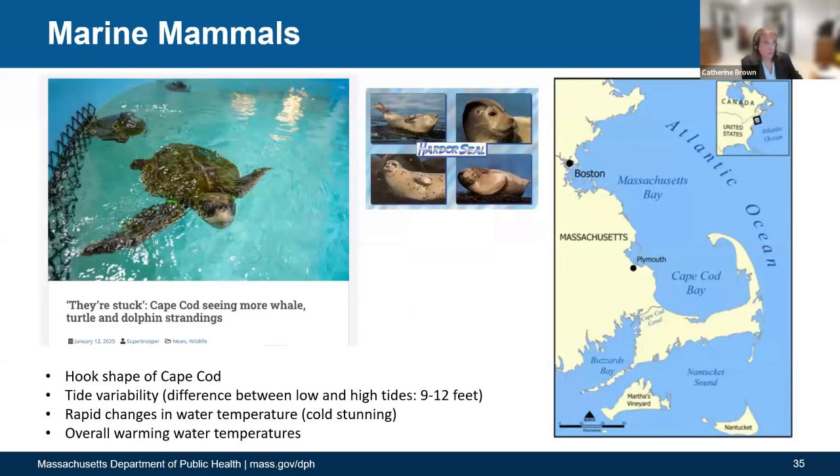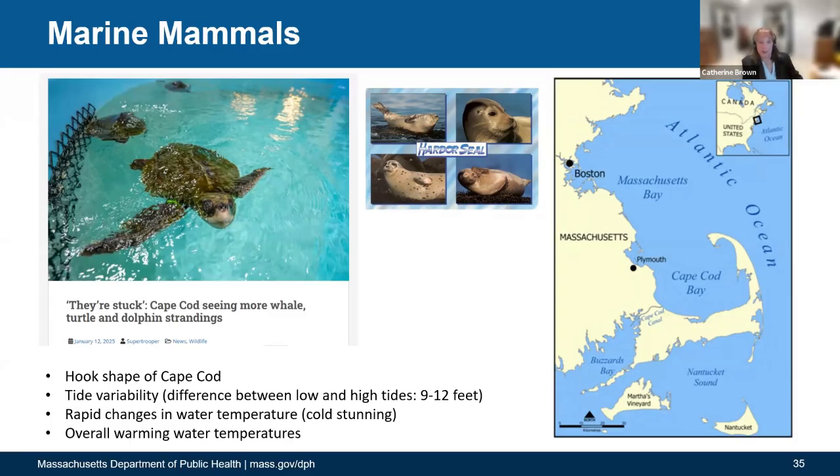Briefly, we'll do marine mammals. So this is something that happens in Massachusetts. So Cape Cod, as you all are probably aware, is a little bit of a hook shape, right? And so it's not uncommon for these marine mammals and turtles to strand on that north-facing side of Cape Cod. That tends to be where they strand because they get caught in the Cape Cod hook.